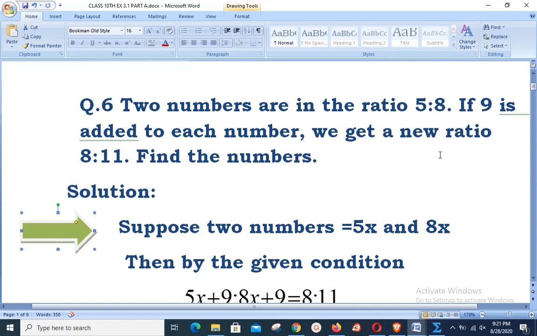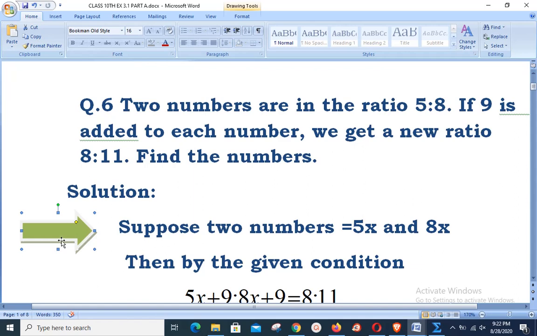So when you write 5x ratio 8x as 5x over 8x, very simple, you know that x will be cancelled and you will be left with 5:8. This is the simplest technique: whatever condition is given in the question, multiply both with x, and that will be your first given condition.